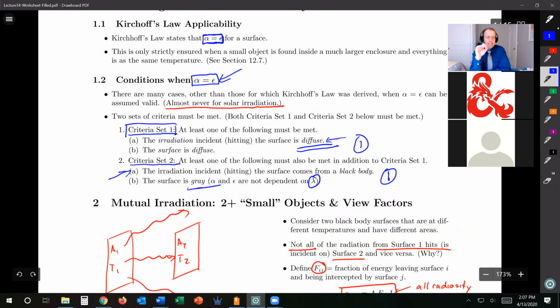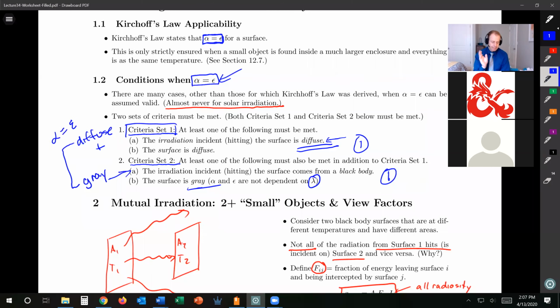That's often why you see in the assumptions of the answer keys, well, you probably haven't seen yet because they were just posted with the homework today, you'll often see that it's gray and diffuse. We assume the surface is gray and diffuse. And when you say that, diffuse is criteria set 1 plus gray, criteria set 2, what you're essentially saying is alpha is equal to epsilon. Does that make sense?